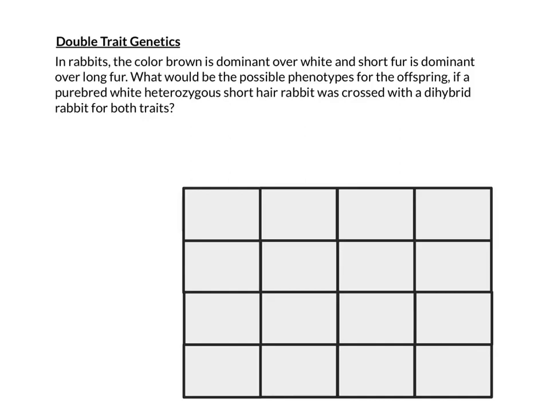Hey guys, this is my explanation for double trait genetics: the big 16 Punnett square. This is doing genetics problems dealing with two different traits. First step is to identify what is dominant over what.